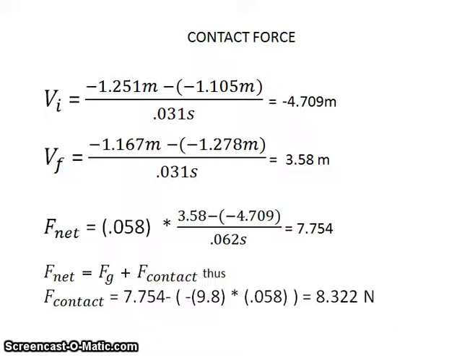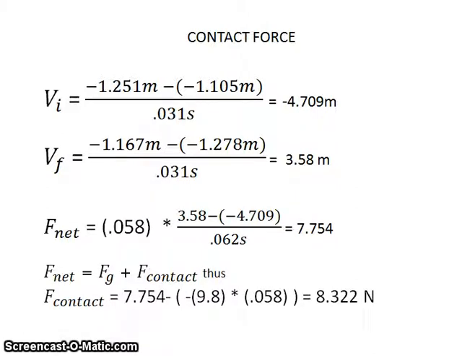In order to calculate contact force, we take the formula of F net represented as mass times acceleration. In this case, F net would be represented as force of gravity plus our force of contact. We know the mass, so we solve for acceleration by taking the final minus the initial velocity, which we took from Tracker. We were able to pull that data and implement it into our F net. F net is equal to Fg plus F contact, and Fg is mass times gravity. So, manipulating that formula, we determined the force of contact is equal to 8.322 newtons.